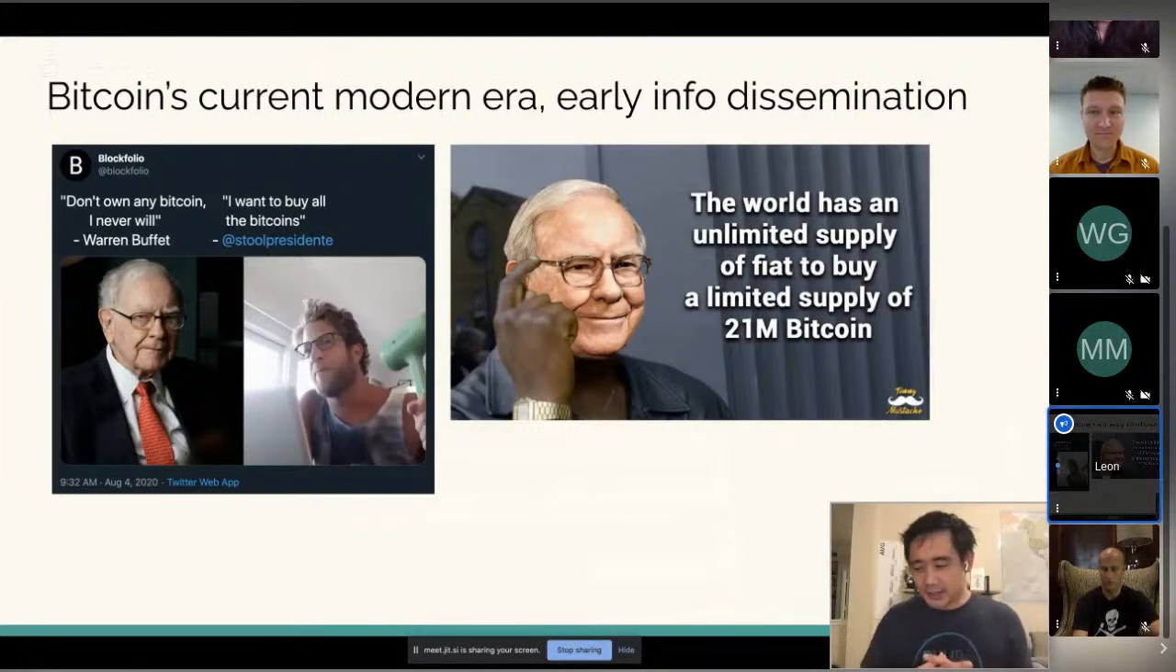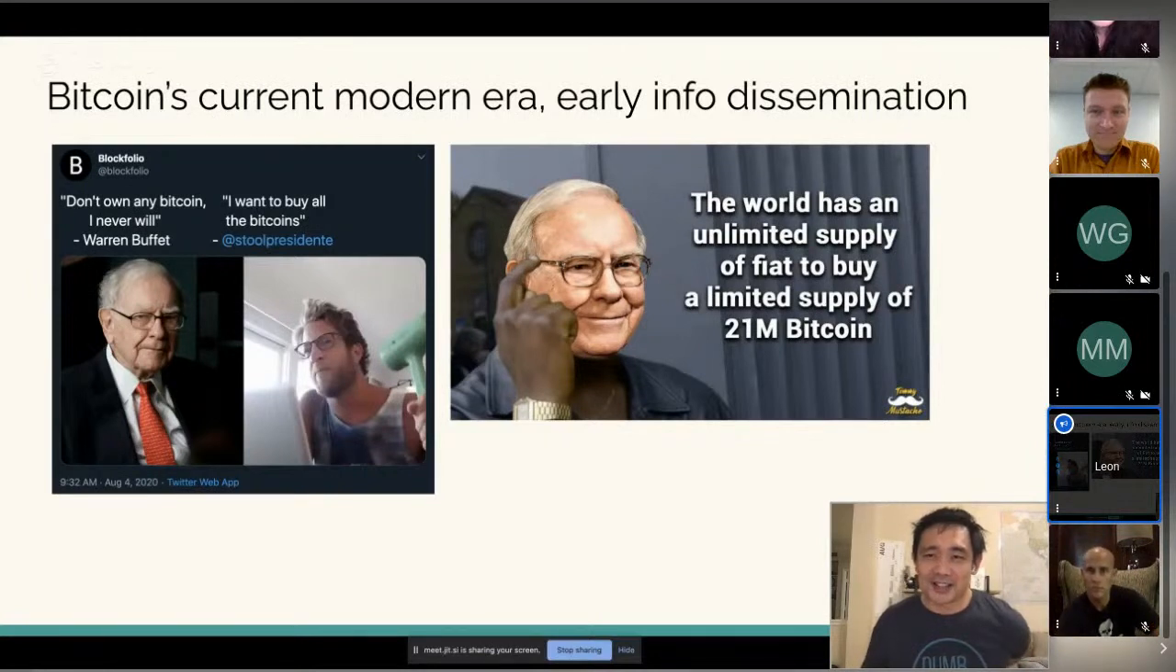It was recently, like last couple of days, where Davey Day Trader put out a video on Twitter. He wanted to buy Bitcoin but didn't understand it, and reached out to the Winklevoss twins, like, hey, show me how to buy this Bitcoin. And then today he tweeted he wanted to buy all Bitcoins, and this is contrasted with Warren Buffett's quote, "I don't own any Bitcoin and I never will." And yeah, the world has an unlimited supply of fiat, and there's only a limited supply of Bitcoin.